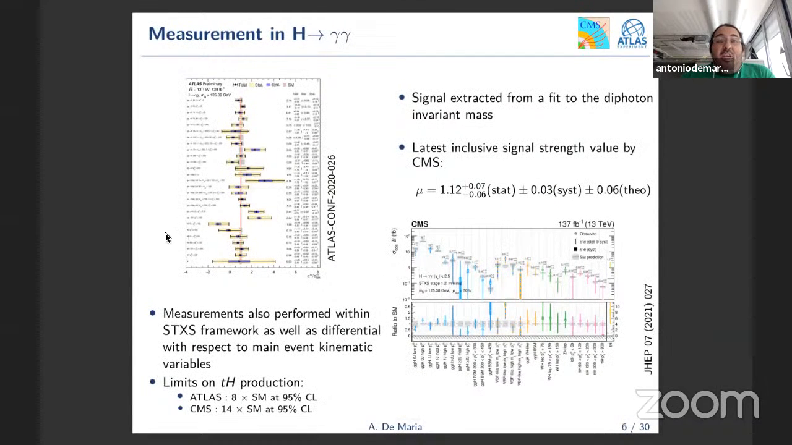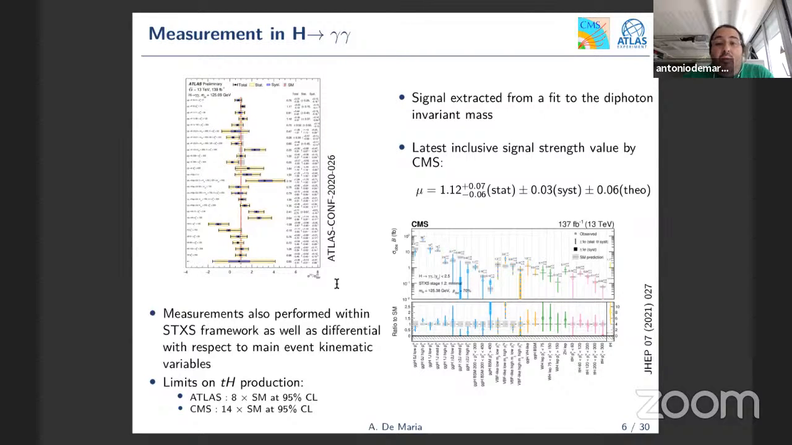So let's start talking about the coupling and the measurements in the various decay channels. Let's start with Higgs to gamma gamma. In this case, as I was mentioning before for the mass, the signal is extracted using a fit to the diphoton invariant mass. We now have the latest CMS inclusive signal strength, which is 1.12 plus or minus, let's say, 0.09 when you sum in quadrature all the three types of uncertainty.